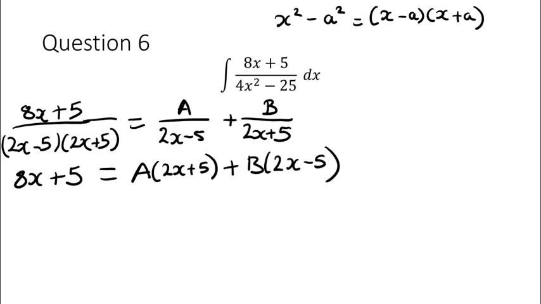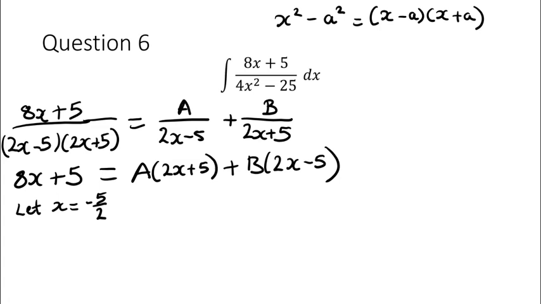Okay, brilliant. So now what we're going to do is make a substitution here. There are other ways you can do this. You can equate coefficients if you prefer, but I'm just going to do this by substitution. So I'm going to say, let x be minus 5 over 2.